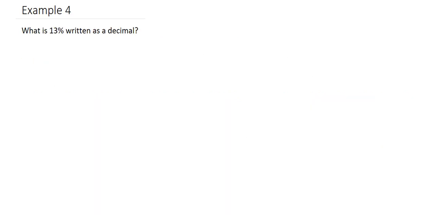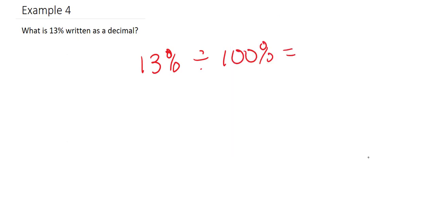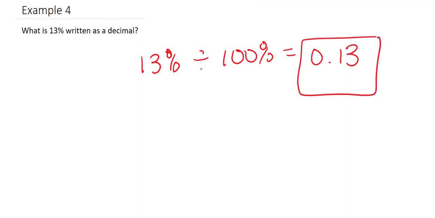Example 4, what is 13% written as a decimal? 0.13. That would be our solution.